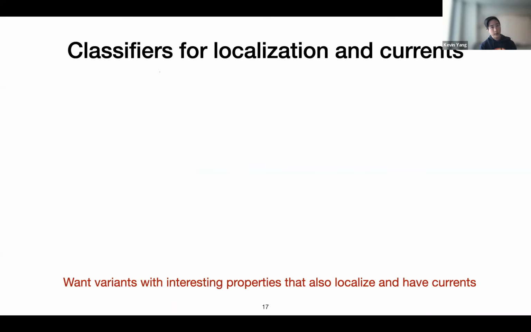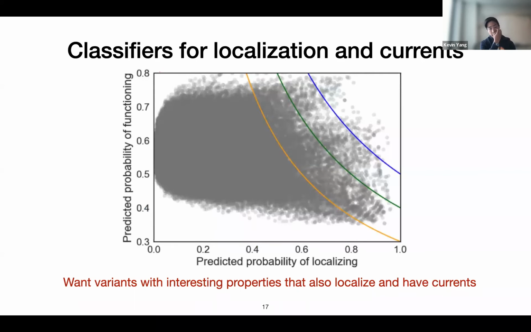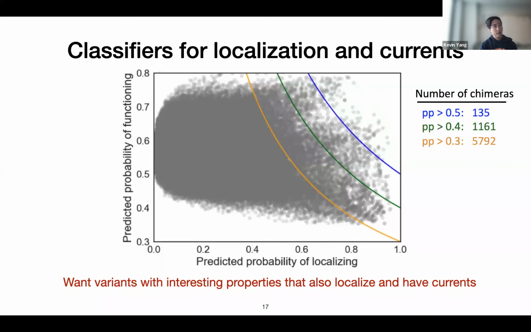So then we take all of our training data and retrain the models, and we have these predicted probabilities of localizing versus predicted probability of having a photocurrent. And there's not that many in that upper right-hand corner. So the blue line, which is P1 times P2, is above 0.5. There's only 135 chimeras.